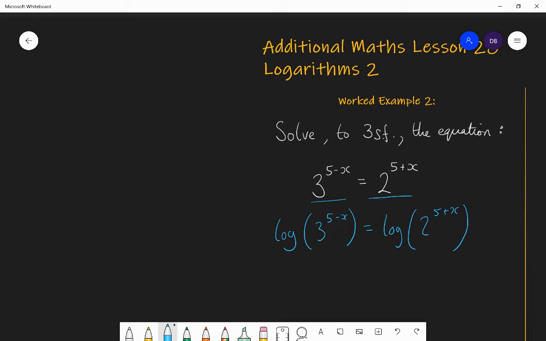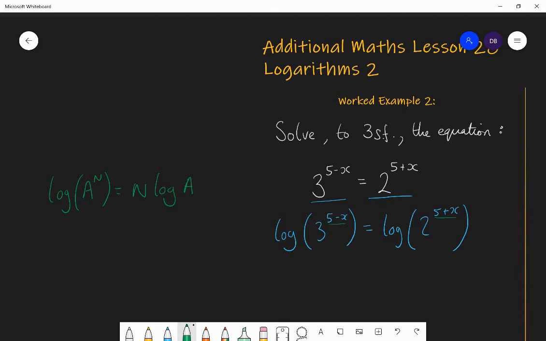Now I need to use one of the log laws. And the log law that I'm going to use is the third one. I know that log of a to the power of n is equal to n multiplied by the log of a. That allows me to remove the exponent from within the logarithm.